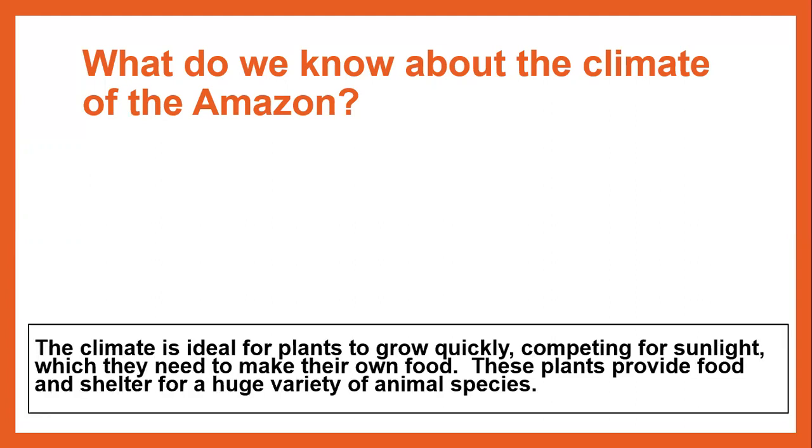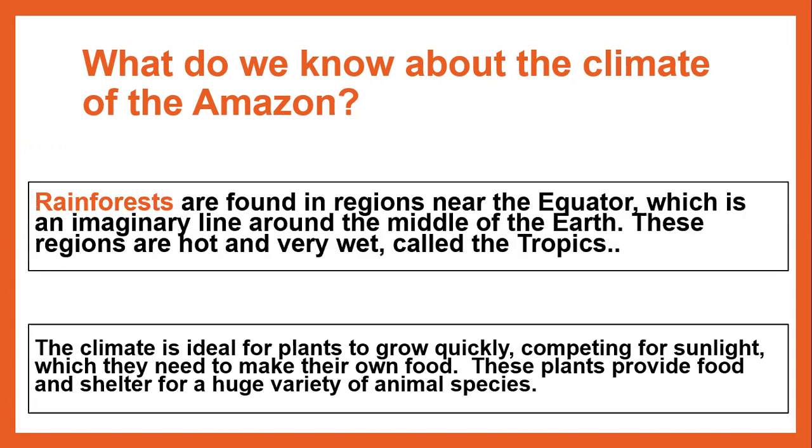Great. So the climate is ideal for plants to grow quickly. They compete for sunlight, which they need to make their own food. And these plants provide food and shelter for a huge variety of animal species. The rainforests are found in regions which are near the equator, which is an imaginary line around the middle of the earth. And these regions are hot and very wet and called the tropics.